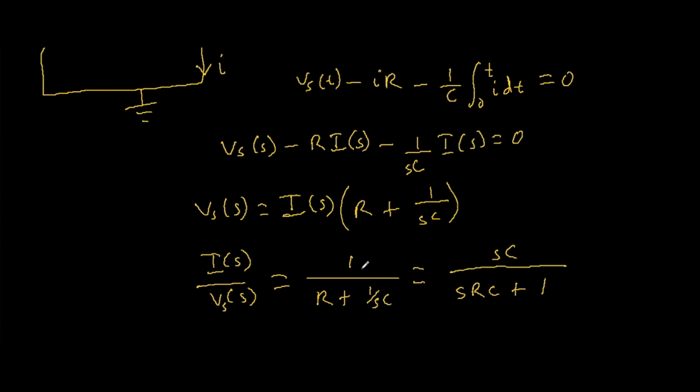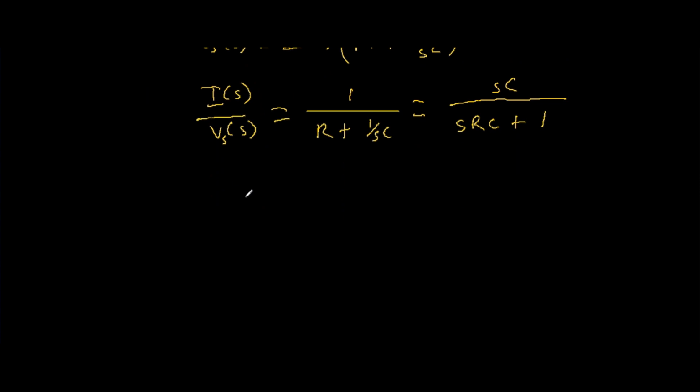So we have SRC plus 1 over SCS. This is what you have as your expression, and now this is your transfer function if the current is the output. Let's draw the block diagram for this system. That's SC over SRC plus 1. Put this inside a block. It has an input and it has an output.